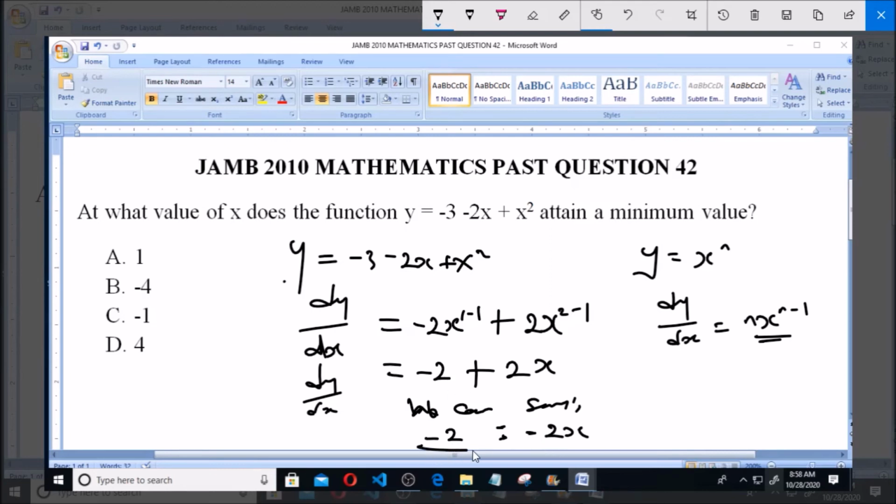Now divide both sides by -2, which is the coefficient of x. -2 cancels -2, then -2 cancels -2 to give us 1. That means that x is equal to 1. So the answer for x is 1, and that is option A.